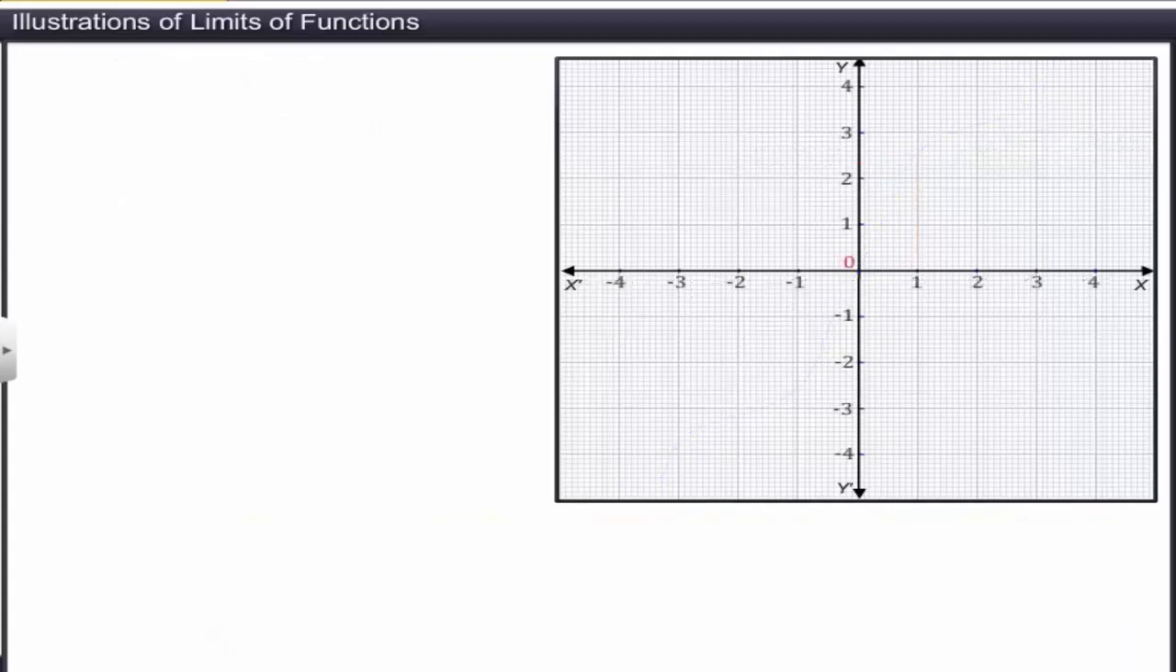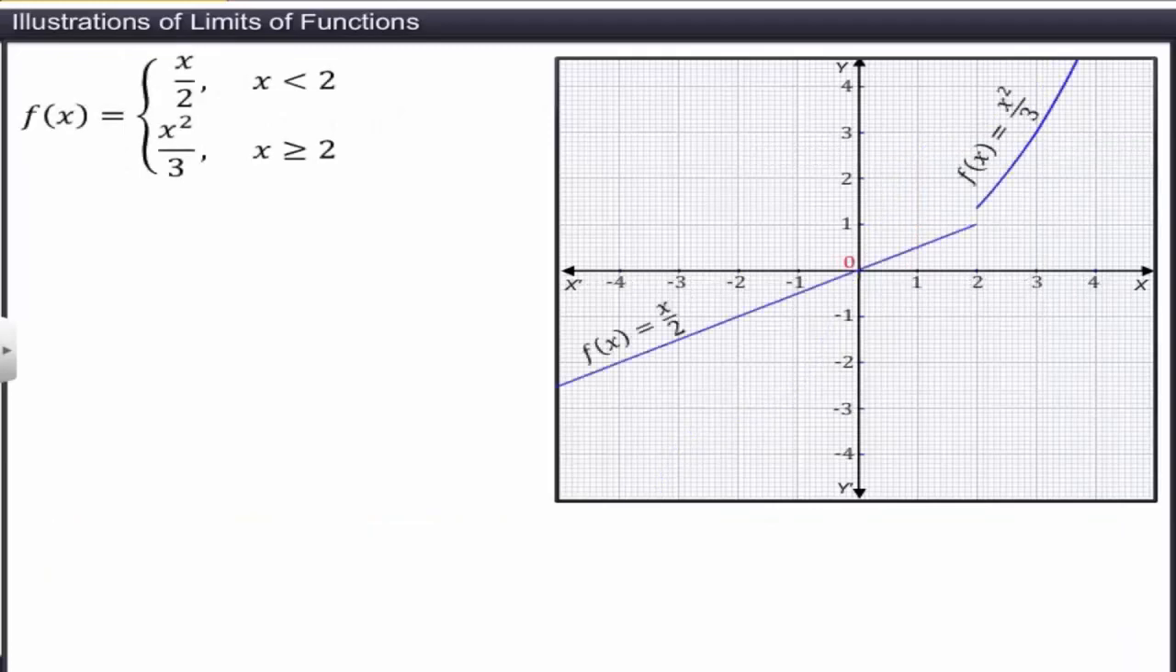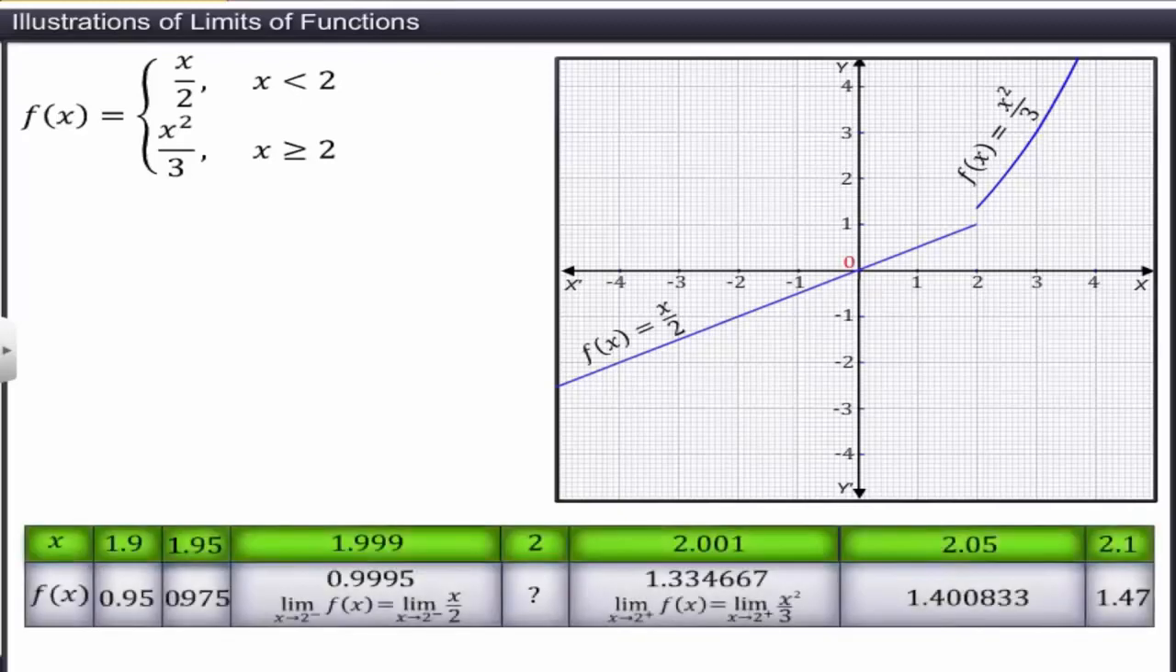Now, we will see a two-piece function. The graph of the function is as shown. We obtain the value of the function very close to 2. The values close to 2 are 1.999 and 2.001. These are the points to the left and right respectively of the point 2.